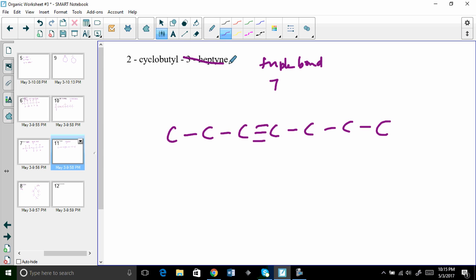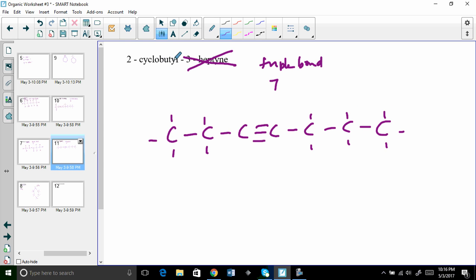Now that's the parent. And before I put the substituents on, I'm going to just go 1, 1, 2, 3, 4. This has 1, 2, 3, 4. This one has 1, 2, 3, 4. Don't add any hydrogen. 1, 2, 3, 4. Don't add any hydrogen. This one add 2. This one add 2. This one add 3.